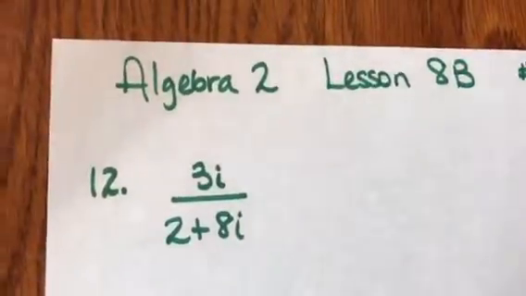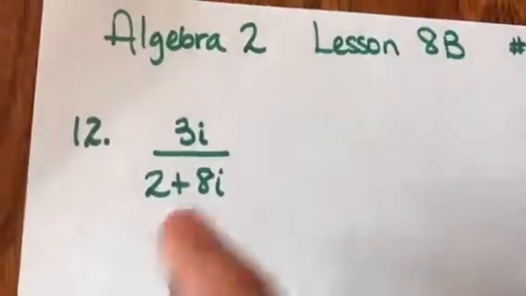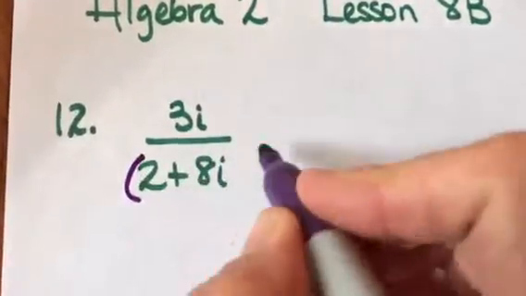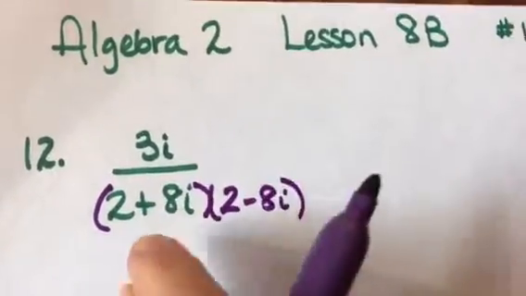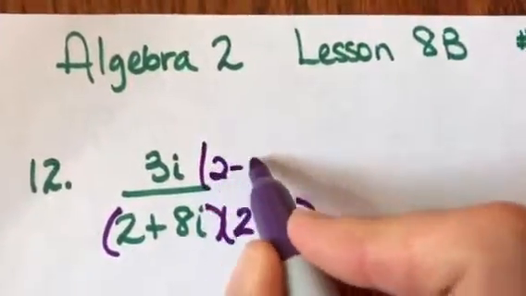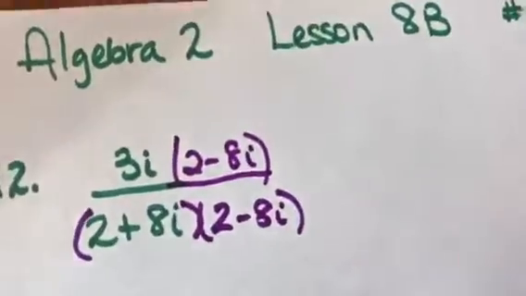Remember, the first thing I always do is I just look to see if I can reduce it all. And I can't on this one. So I'm going to multiply by its conjugate, both the top and the bottom. Remember, it's exactly the same. You just change the middle sign. So I'm going to multiply both the top and bottom by 2 minus 8i.